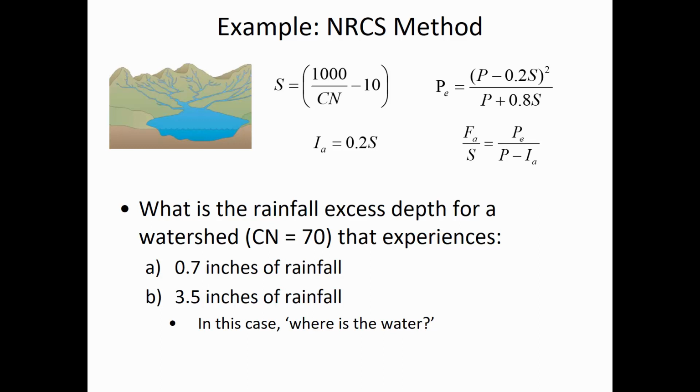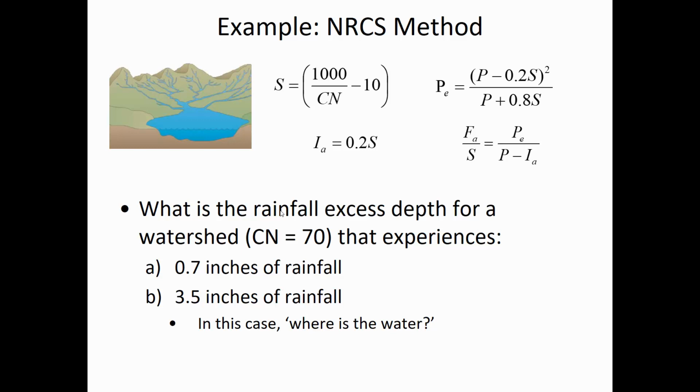And then for part B, let's look at if the storm is much larger. For a 3.5 inch precipitation, how much rainfall excess is there, and then do the mass balance. In addition to identifying the rainfall excess, identify how much of it went to initial abstraction, how much of it is infiltrated, and so on.